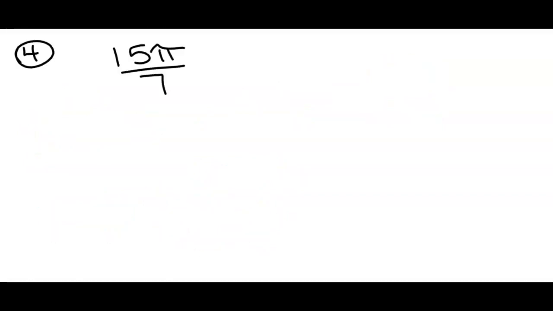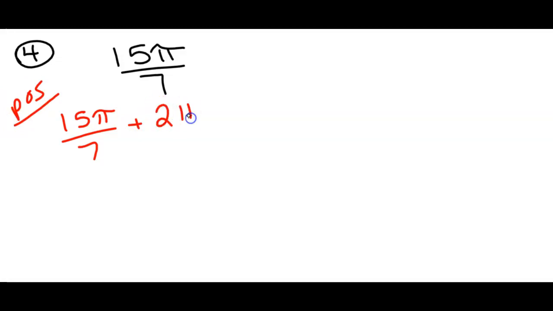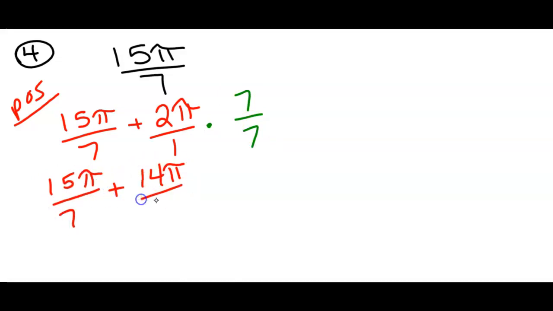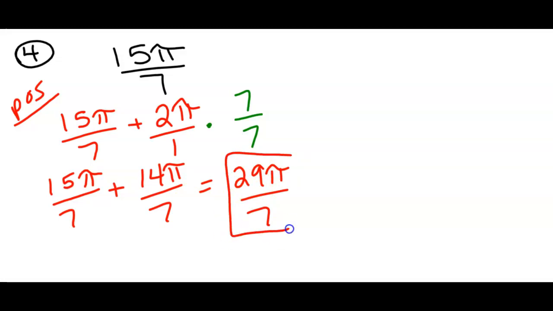Okay, let's try one more. We have 15 pi over 7. We're going to add a rotation. This is for our positive one. So we're going to add 2 pi. Well, again, we need our common denominator here. So we're going to multiply by 7 over 7. So I have 15 pi over 7 plus 14 pi over 7. And that's going to give me 29 pi over 7. So we're good on that. Go to the negative one.